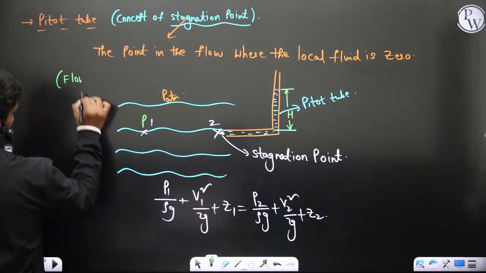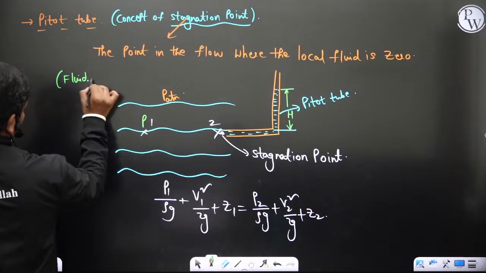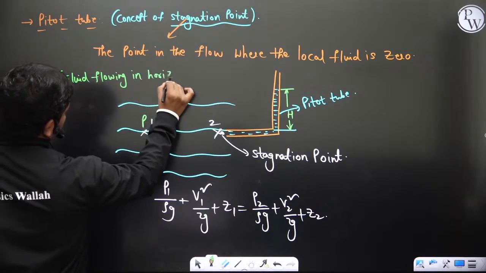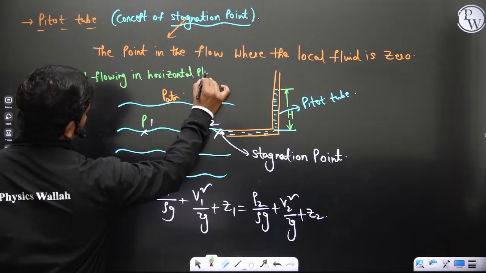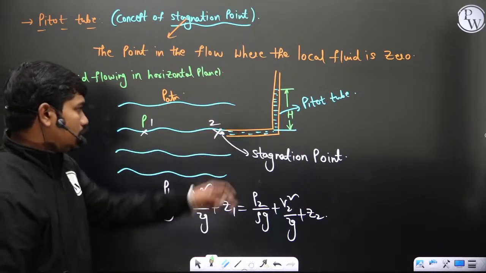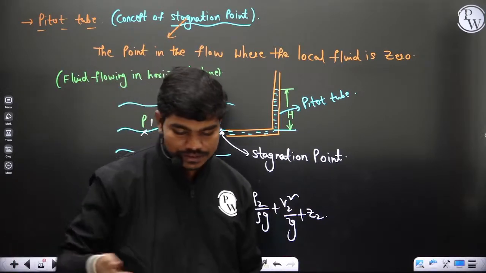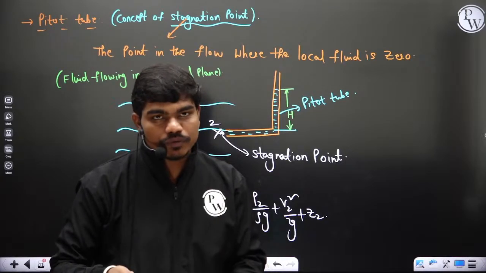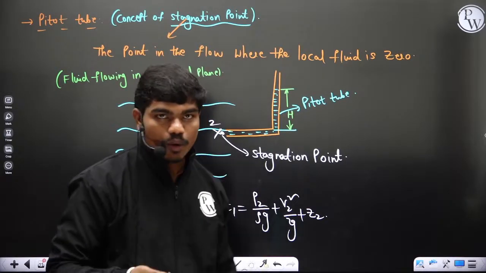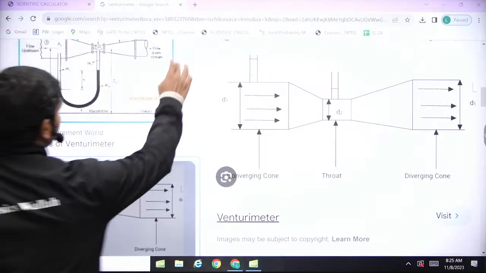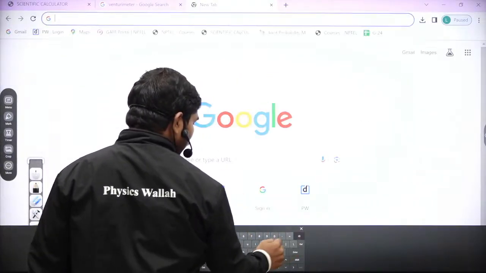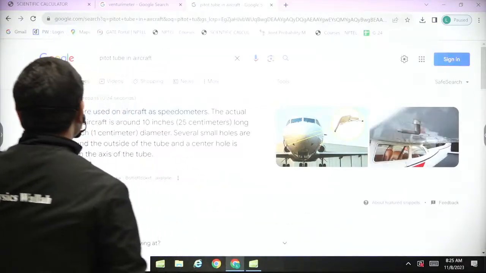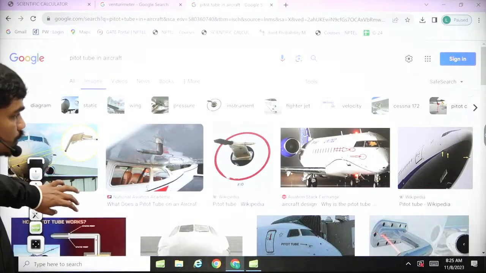Fluid flowing in the horizontal plane actually. Whenever the fluid is flowing in the horizontal plane, let us suppose there is some flow like this, and if you keep a pitot tube here, then depending on the pressure and velocity, this pitot tube will actually see a certain rise of the fluid. Normally in aeroplanes this is measured. The pitot tube in an aeroplane is normally below the pilot's cockpit. In aircraft you can see some images maybe, normally below the cockpit it is present.